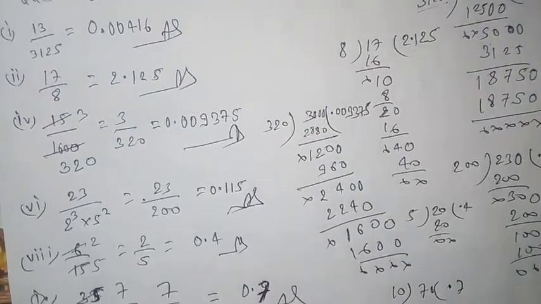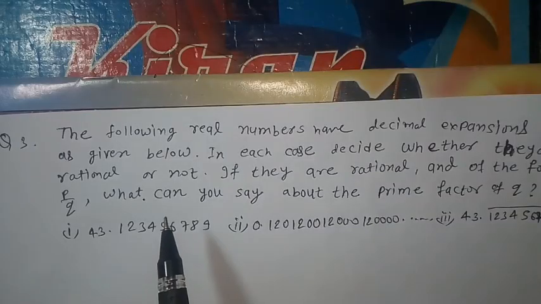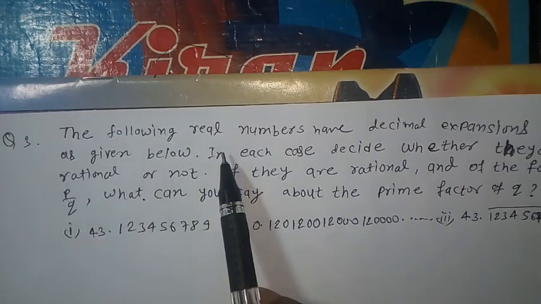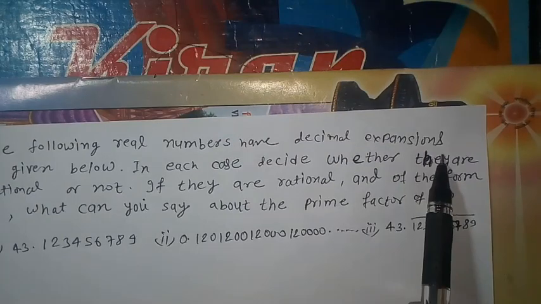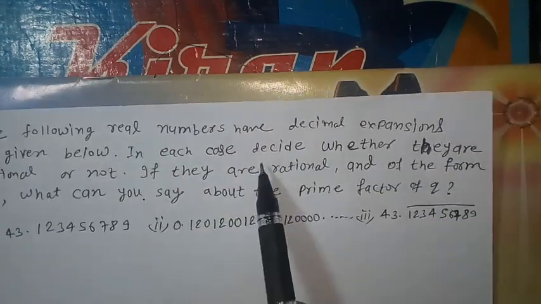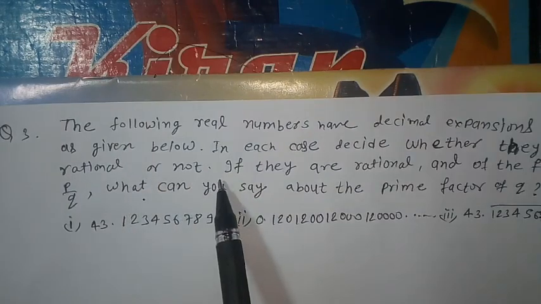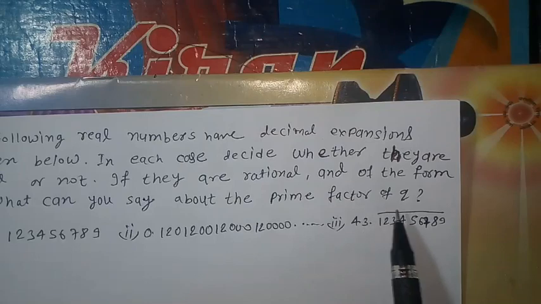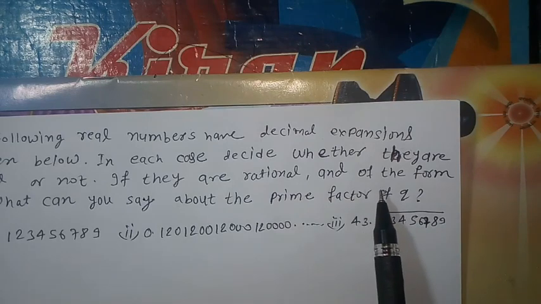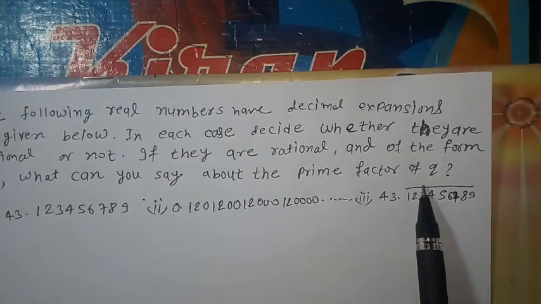So question number 2 is done. Now question number 3. The following real numbers have the decimal expression as given below. In each case decide whether they are rational or not. If they are rational and of the form p by q, what can you say about the prime factors of q?